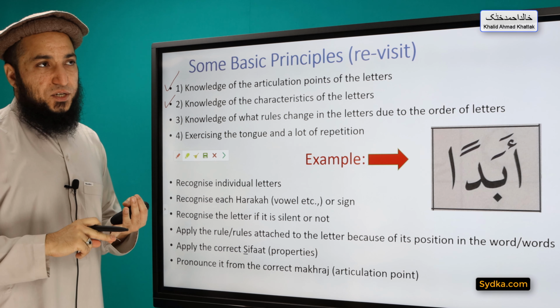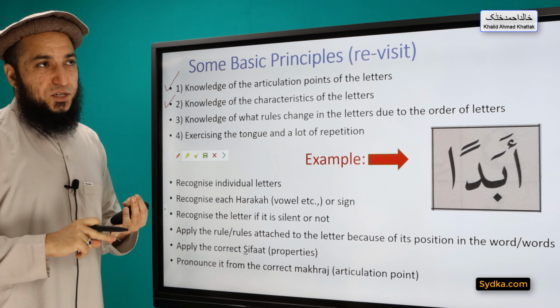So if we are given a word, we have to apply these steps to make our reading or recitation easy. The first one is recognizing individual letters. So if we go to here, the first one is alif, second one is hamza, third one is ba, next one is dal, and the final one is alif. So we recognized individual letters, step 1.